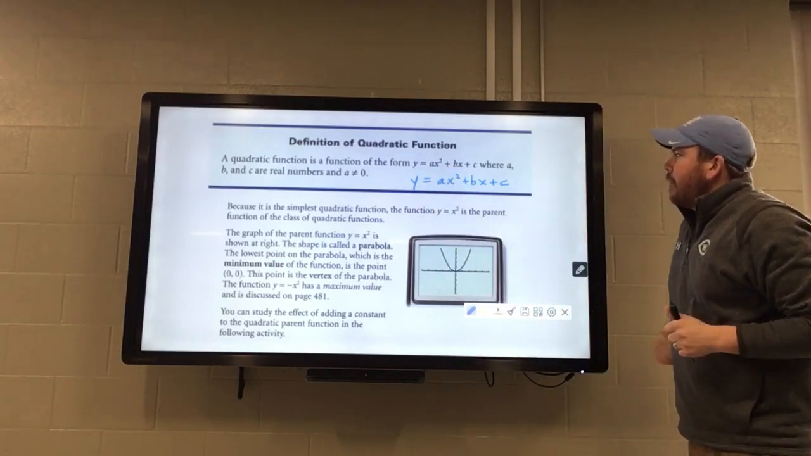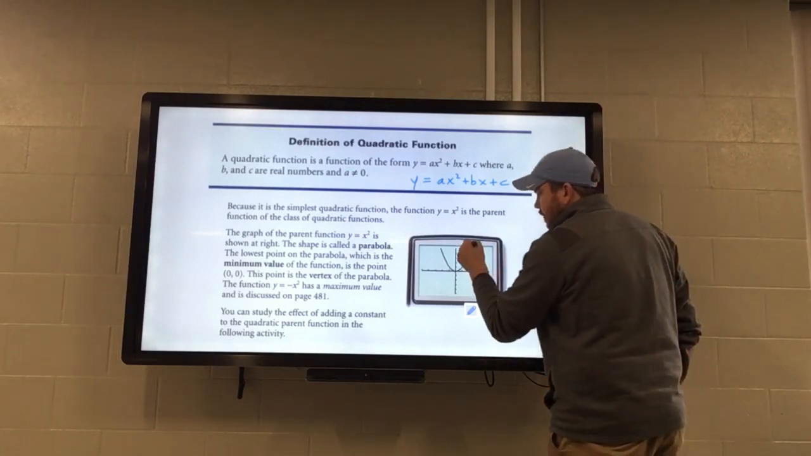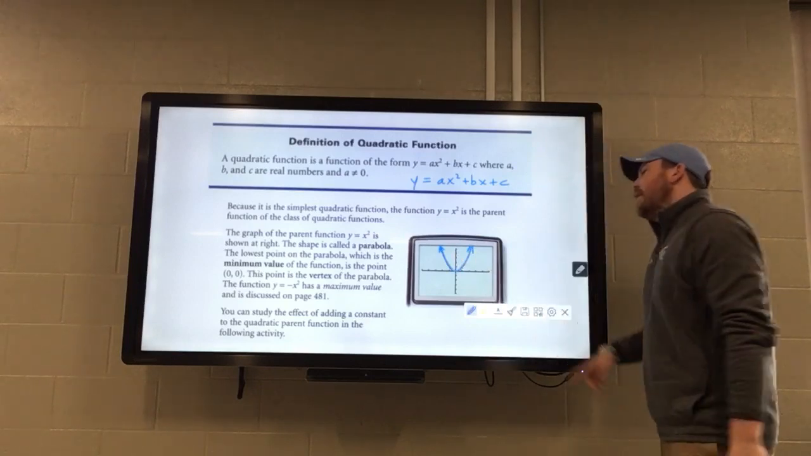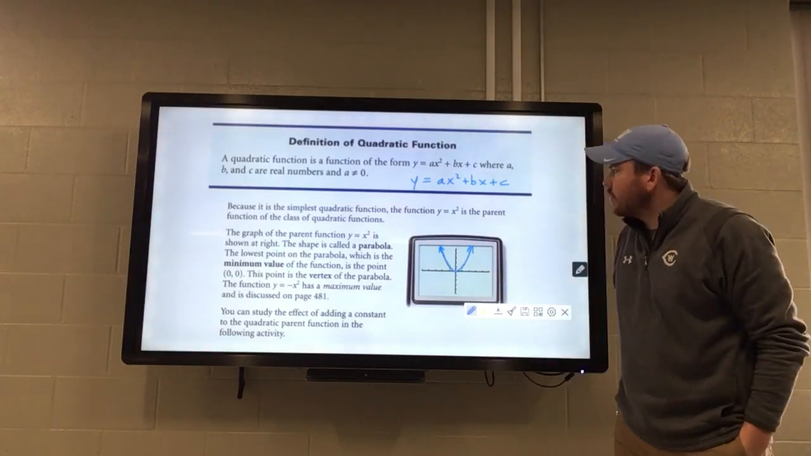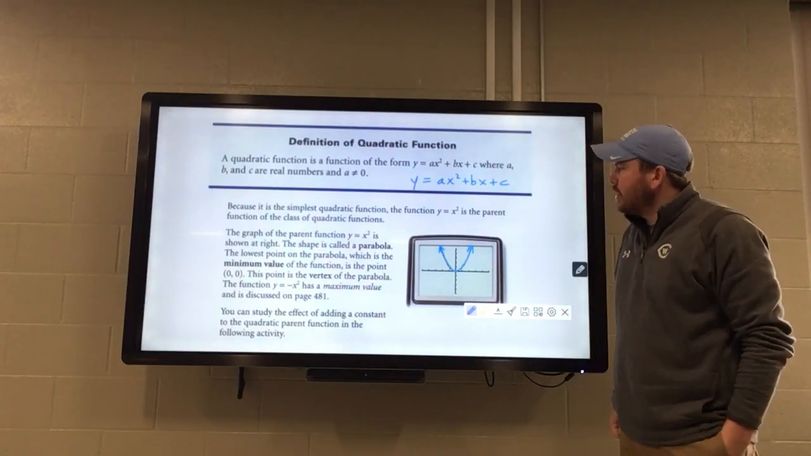Now, the shape that this function makes is called a parabola. Looks something like this. All right? This would be the graph of the parent function of quadratic functions. y is equal to x squared. It's the most simple quadratic function there is.